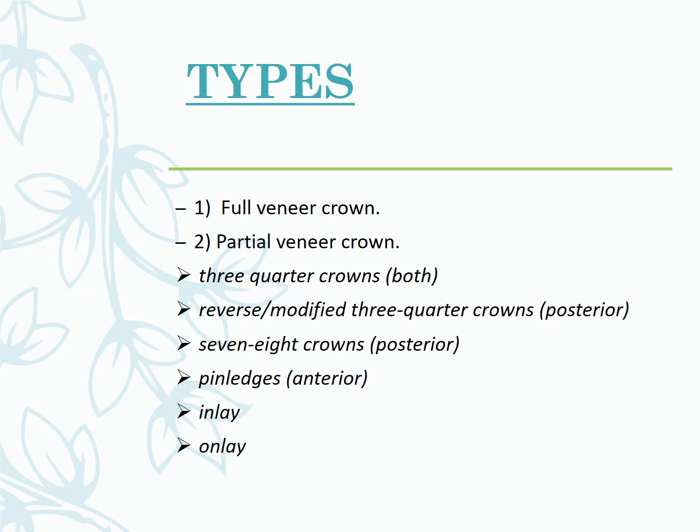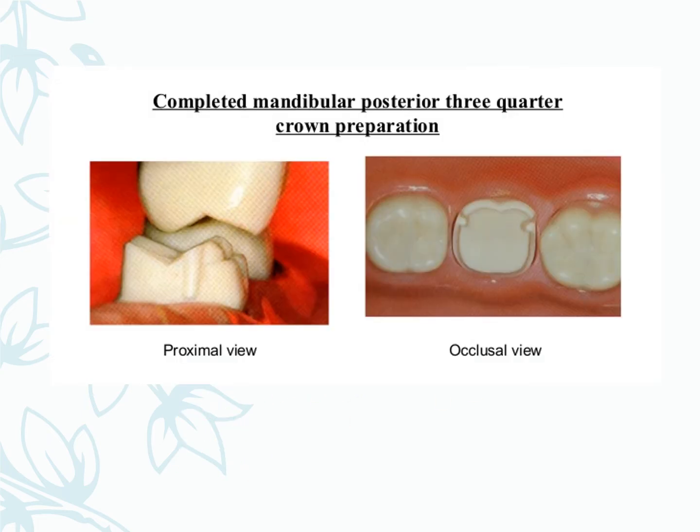Okay, so there are multiple types of crowns. There is a full veneer crown and a partial veneer crown. In partial veneer crowns, there can be many types. Three-quarter crowns can be used in both anterior and posterior teeth. Reverse or most commonly called modified three-quarter crown is for the posterior teeth, 7/8 crown is for the posterior teeth, pinledge is for the anterior, and inlay and onlay.